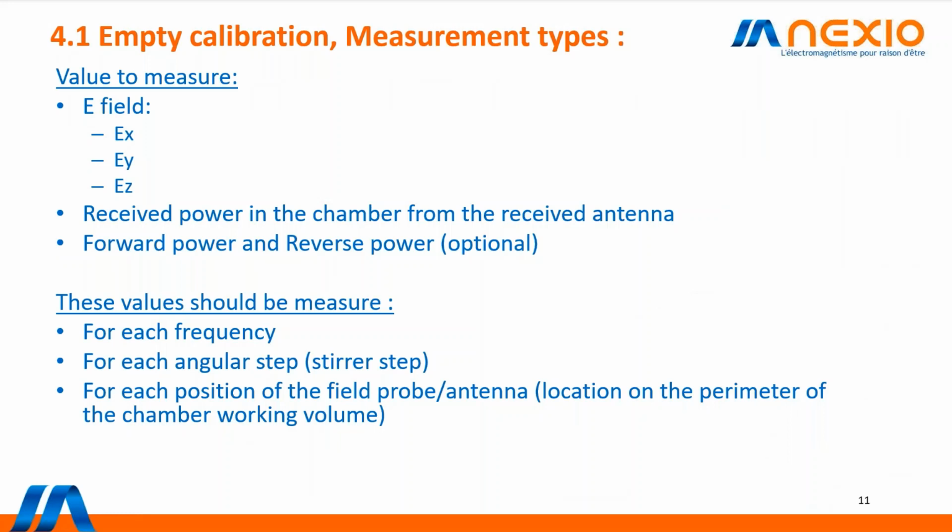So for the empty calibration, there are some measurement types. The values to measure are the E field, X, Y, and Z axis, the received power in the chamber from the received antenna, and the forward power and reverse power, which is optional. These values should be measured for each frequency, for each angular step, and for each position of the field probe antenna.